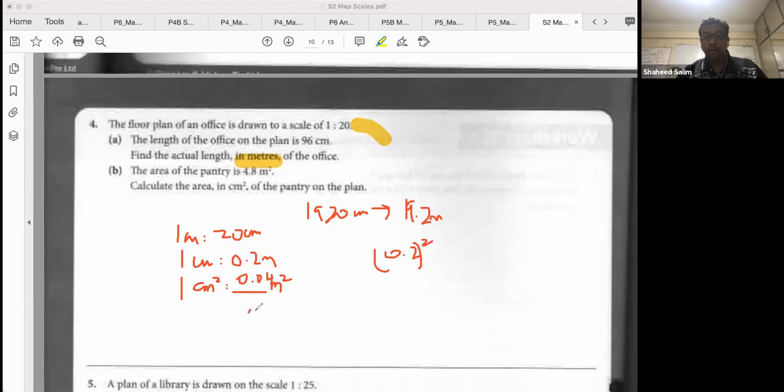Now you want 4.8 square meters, Ryan. How do you get from here to here? Take 4.8 divided by 0.04, and multiply this side by the same number. I repeat, you want to know 0.04 times what number gives you 4.8 square meters. Take 4.8 divided by 0.04. What's your answer?